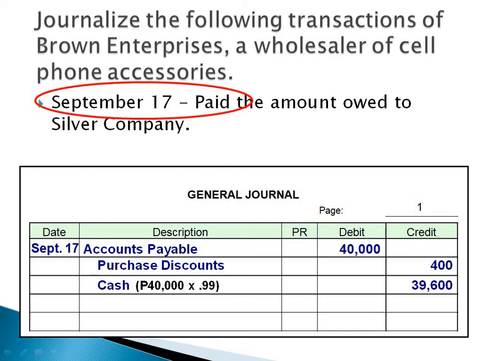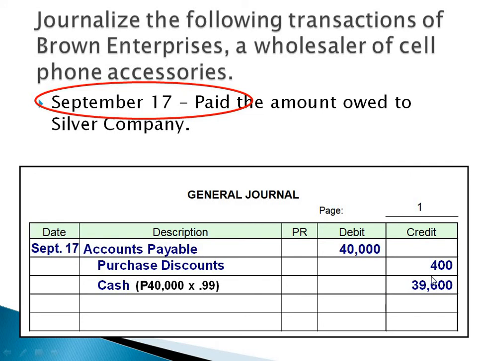Of course, another way to compute for this 39,600 is simply by deducting 400 from 40,000, because the total debit must equal the total credit. However, my advice to you is get the amount of cash by multiplying 40,000 by 0.99 to get 39,600, and then check if your total debit is equal to your total credit. That way, just in case you wrote the wrong figure for the discount here, you will be able to notice your mistake and consequently correct it.